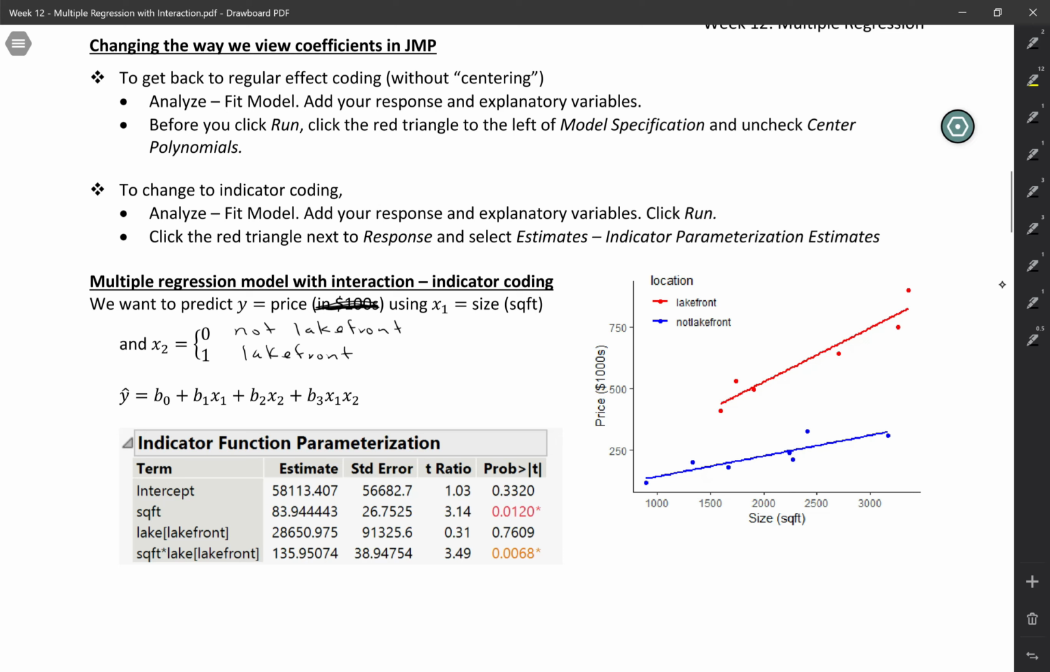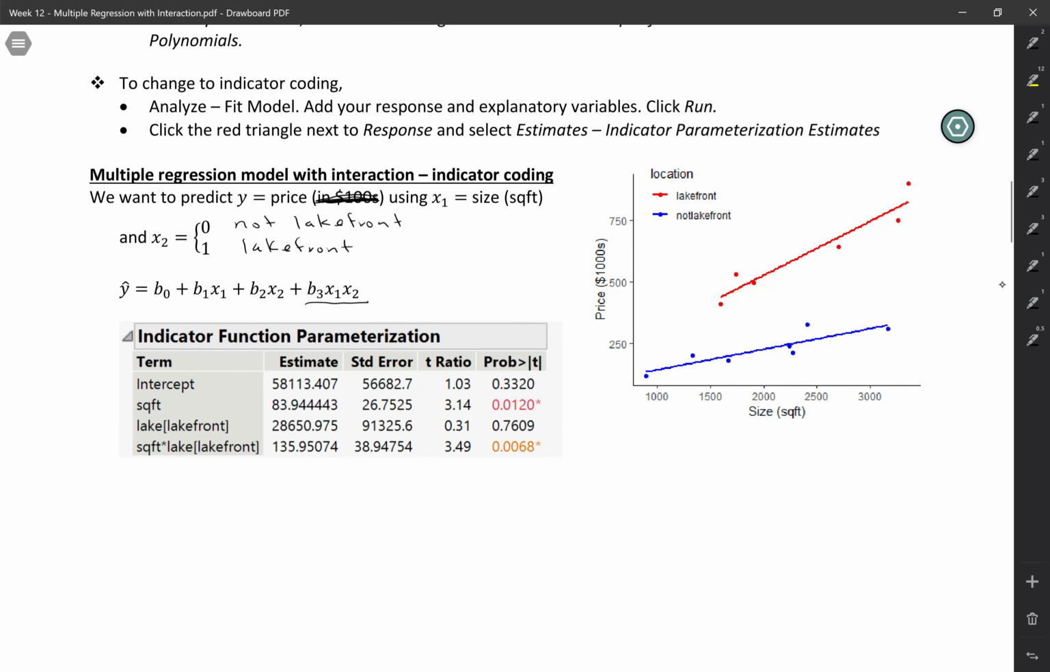So we can see that our model looks a little bit different than an additive model. An additive model would have the two terms with x1 and x2, but now we have this new interaction term. It's literally just x1 multiplied by x2, and in fact you could create your own column, multiply the two together, and then just feed it into the model that way. That's exactly what JMP is doing behind the scenes when we do the cross term, square feet cross lake.